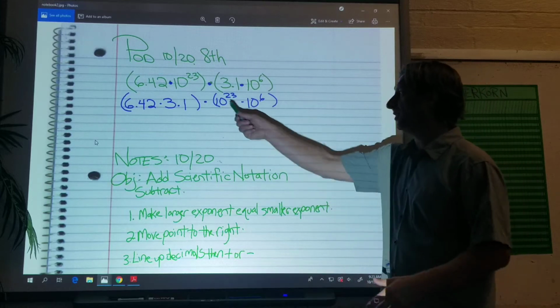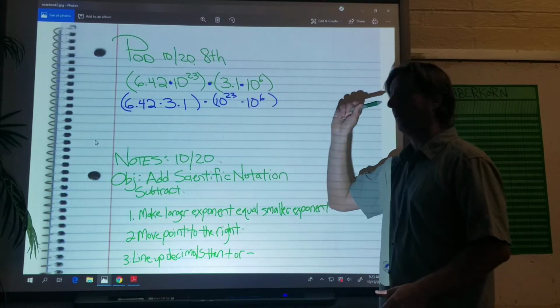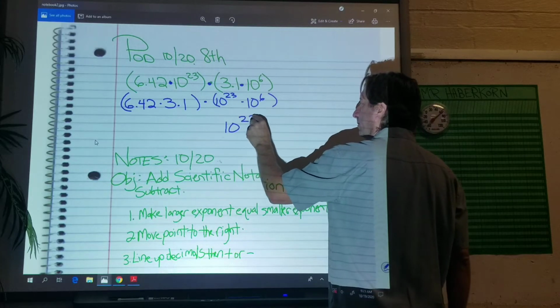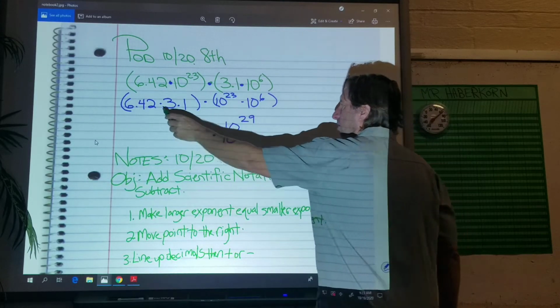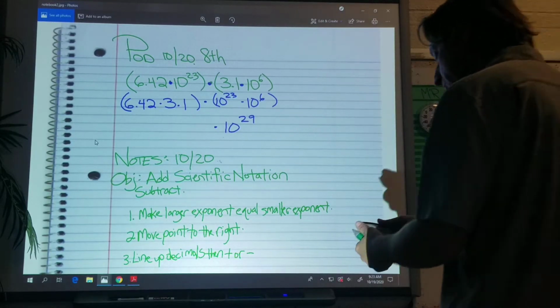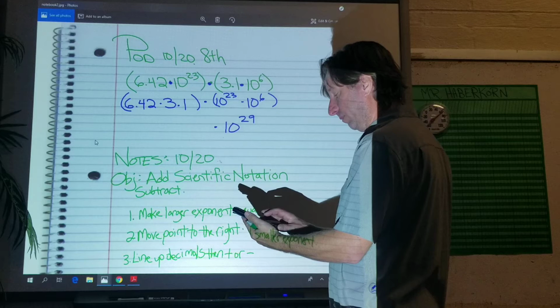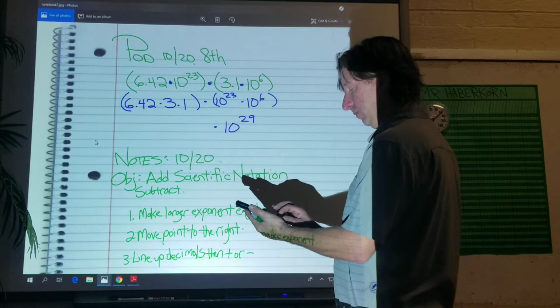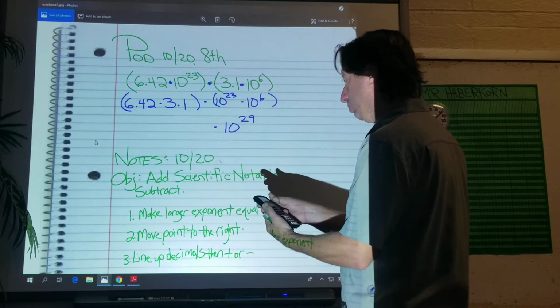So we know when they have the same base, we can just add the exponents. So I have 10 to the 29. And then I do 6.42 times 3.1. And I'm going to use my calculator. You guys are really going to need calculators today. If you only have a phone, that's fine too.